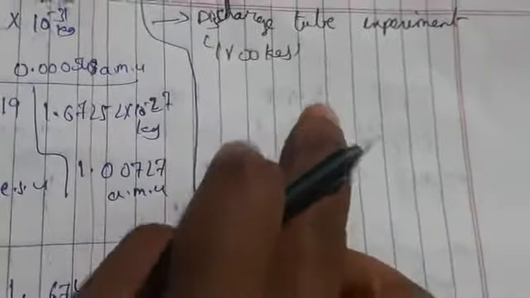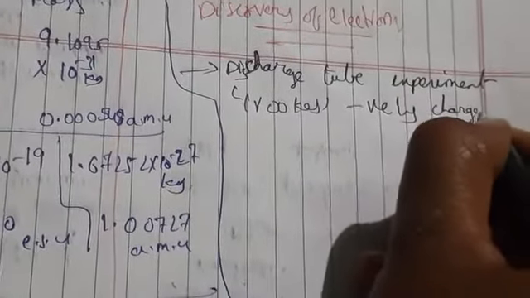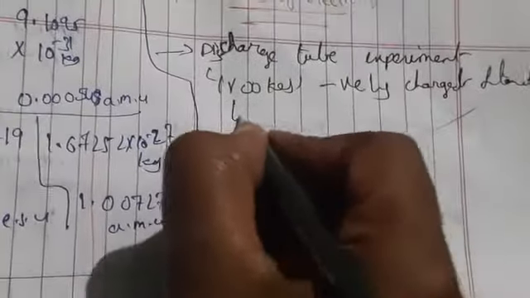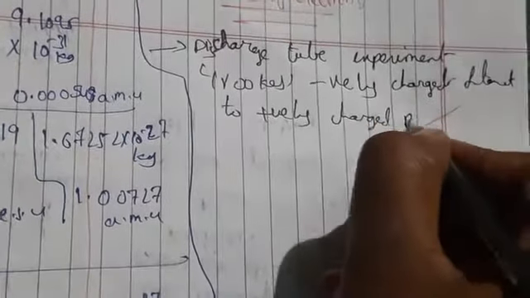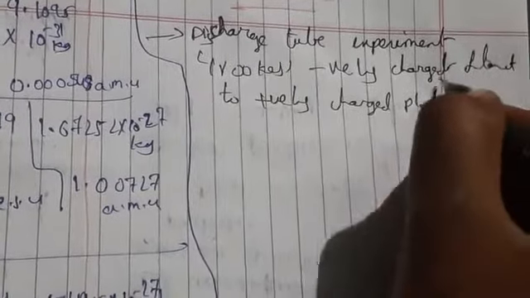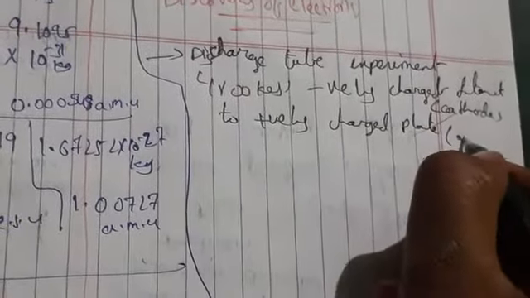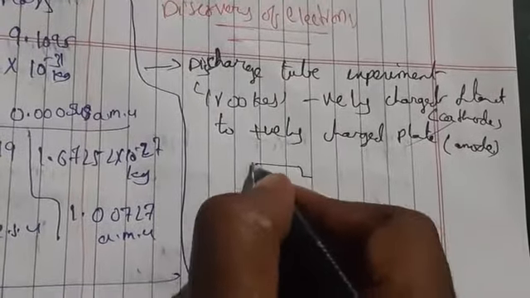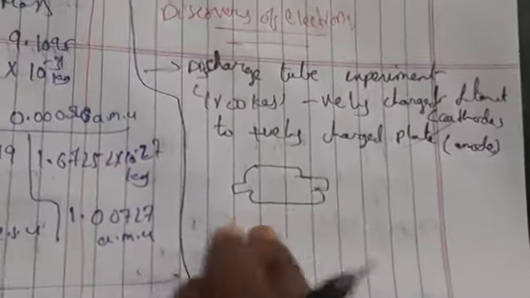What he had observed was that the rays were found to pass from the negatively charged filament to the positively charged plate. Negatively charged we can call the cathode, and positively charged we can call the anode. So a discharge tube is nothing but what we have like this. For example, this is a discharge tube.